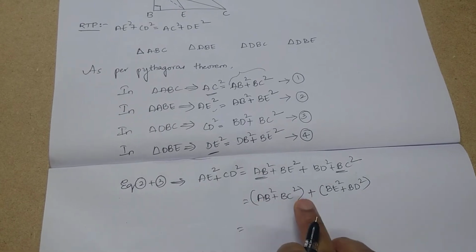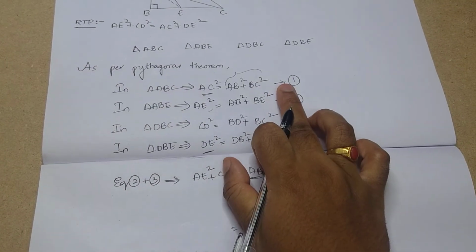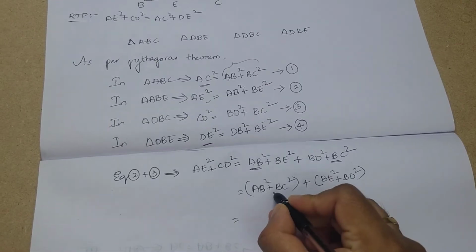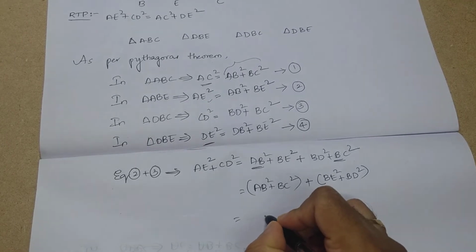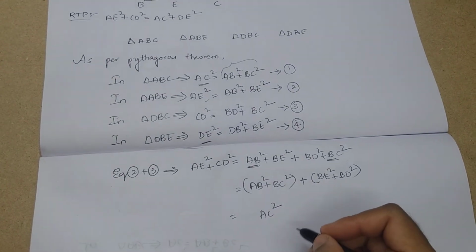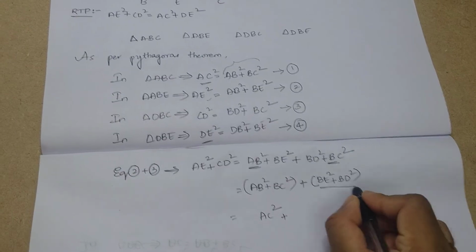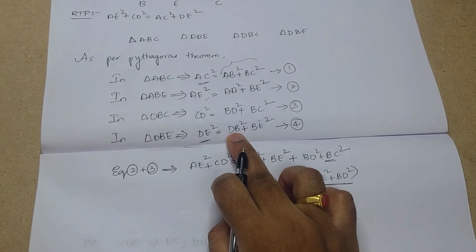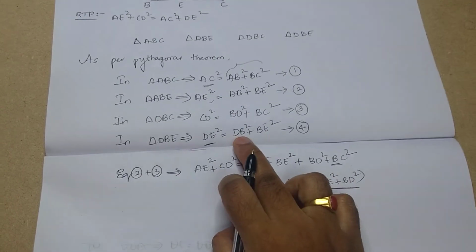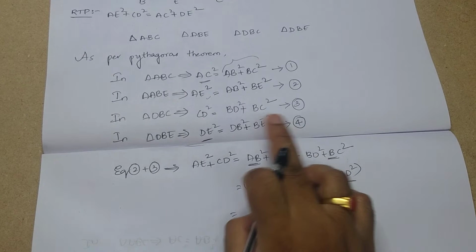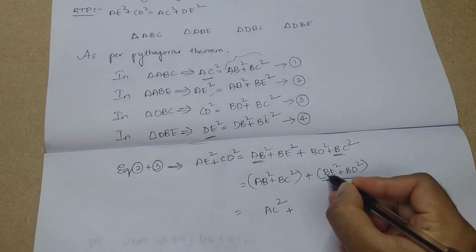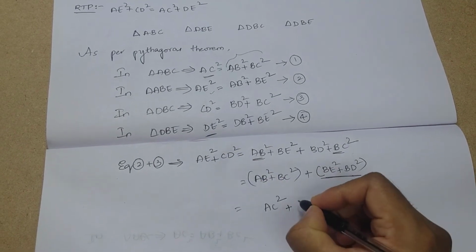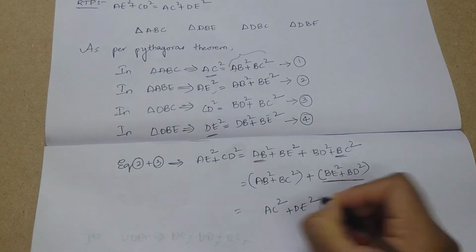So here AB square plus BC square, from equation 1, you can write in this place AC square. Correct? So in the place of AB square plus BC square, I am writing here AC square. Okay. And the remaining part is BE square plus BD square. See here, BE square plus DB or BD, anything is same because it is a side. So from equation 4, DB square plus BE square, or BE plus BD, anything is same here. So in this place you can write DE square. So I am writing DE square.